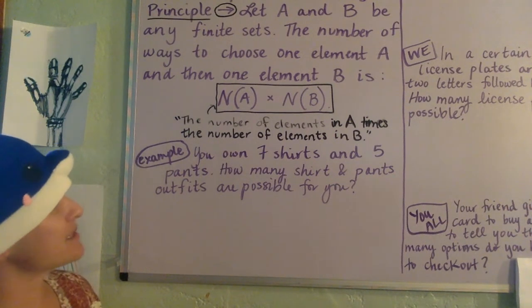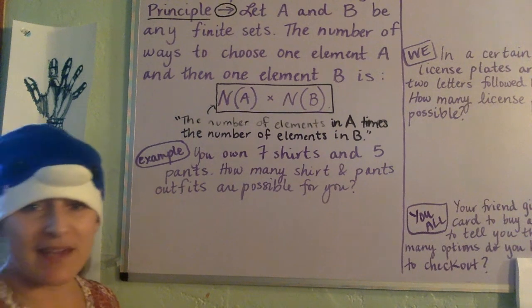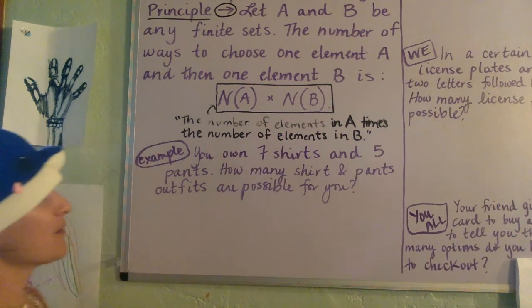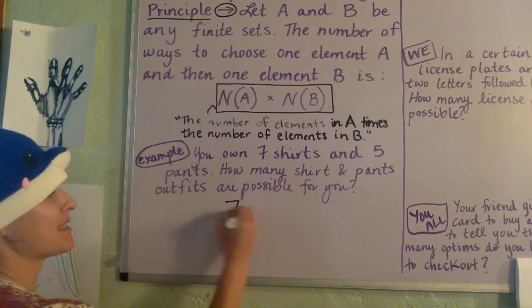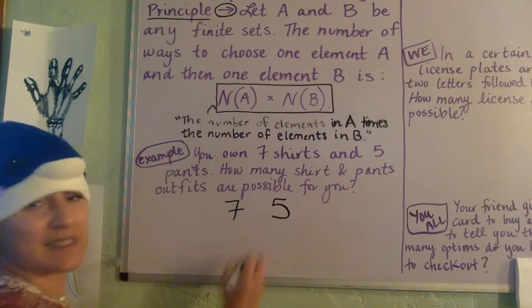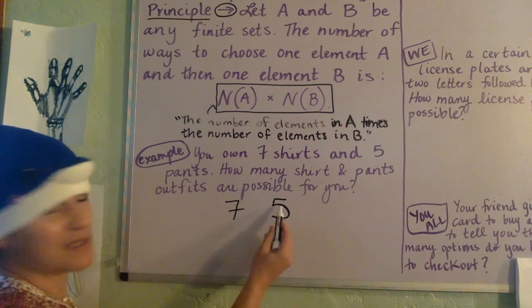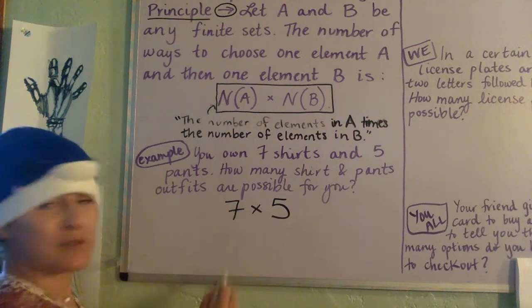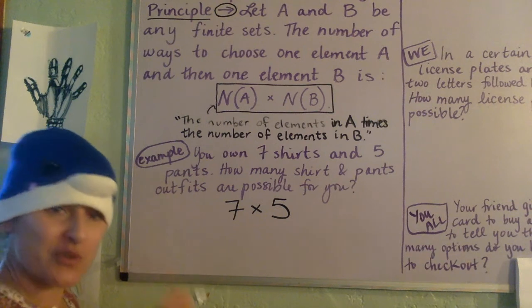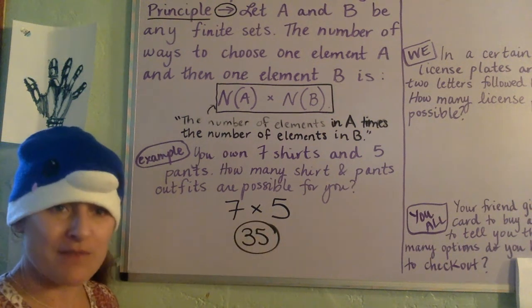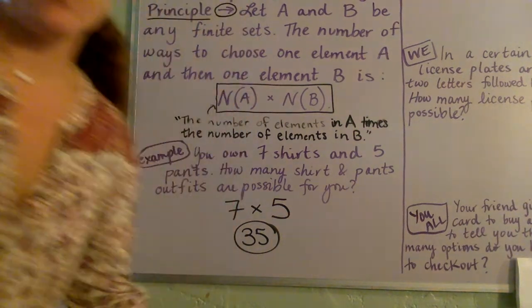So let's say you own 7 shirts and 5 pants. How many shirt and pant outfits are possible for you? Well, if you have 7 shirt choices and you have 5 pants choices, you could wear the first shirt with the first pair of pants or the first shirt with the second pair, and so on. It's a multiplication, fundamental counting principle. Choices times choices. The answer here is that you have 35 possible outfits. Alrighty, so let's move on over here and let's try a couple more examples.